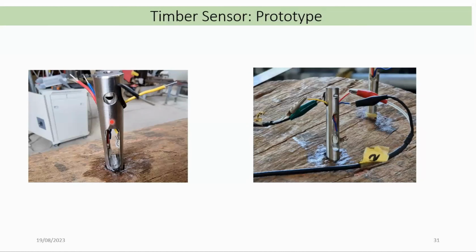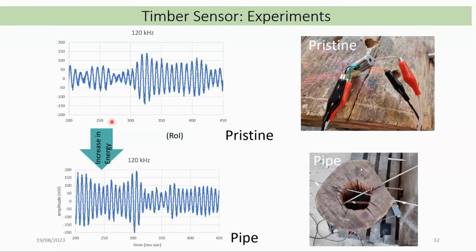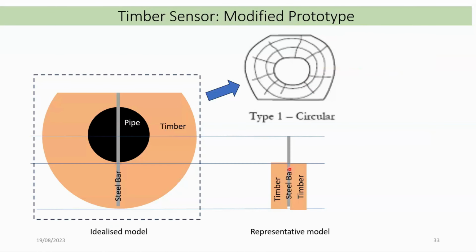So these are samples that we got from actual bridges, and we are testing in the lab. And there are some experimental results where we clearly see there is more energy in the pipe case rather than the pristine case. And with this in place, we try to build a sensor that can be deployed on timber bridges in Western Australia.